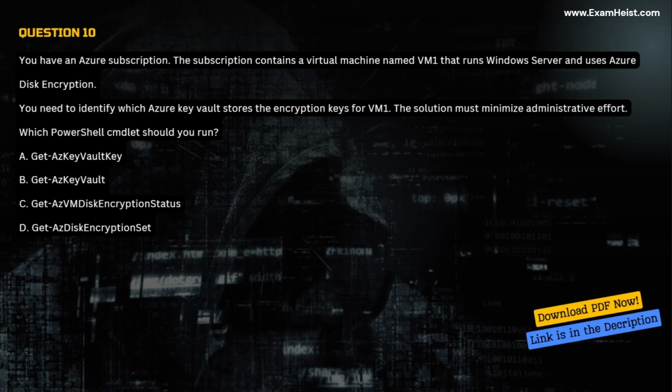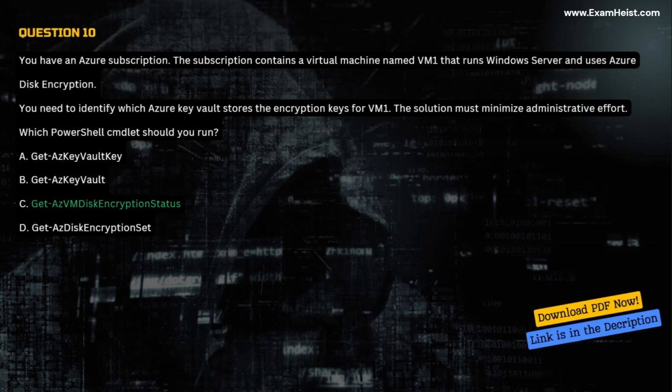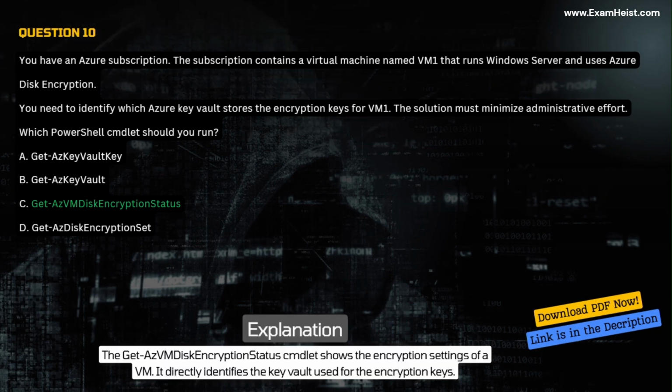A. Get AZ Key Vault key. B. Get AZ Key Vault. C. Get AZ VM disk encryption status. D. Get AZ disk encryption set. Correct answer C. Get AZ VM disk encryption status.